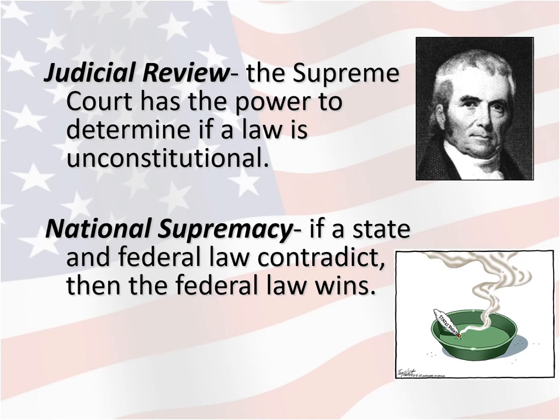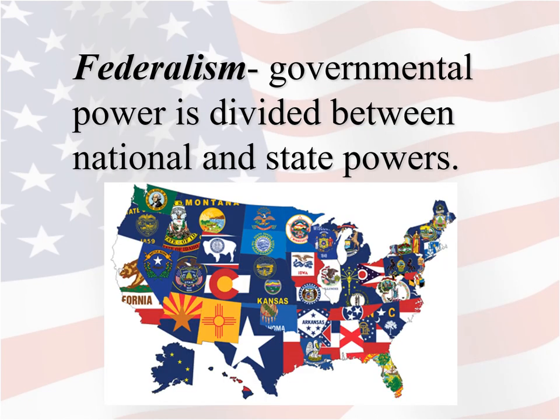And then in terms of national supremacy, that's where if a state and federal law contradict, the federal law wins. Don't forget that comes from the Supremacy Clause of Article 6 of the Constitution. And you've got a good little image that shows you an example of that right there. And then it's federalism, the idea of governmental power being divided between the national and state powers. So states can do some things and the federal government can do some things.